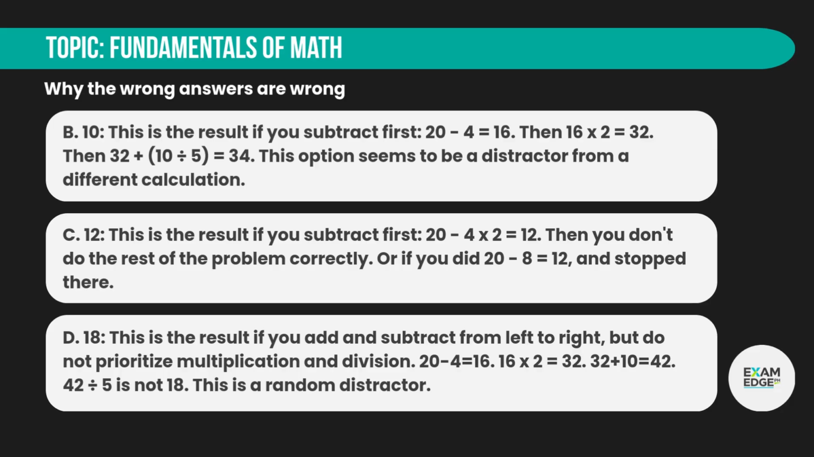C. 12. This is the result if you subtract first. 20 minus 4 times 2 equals 12. Then you don't do the rest of the problem correctly. Or if you did 20 minus 8 equals 12, and stop there.